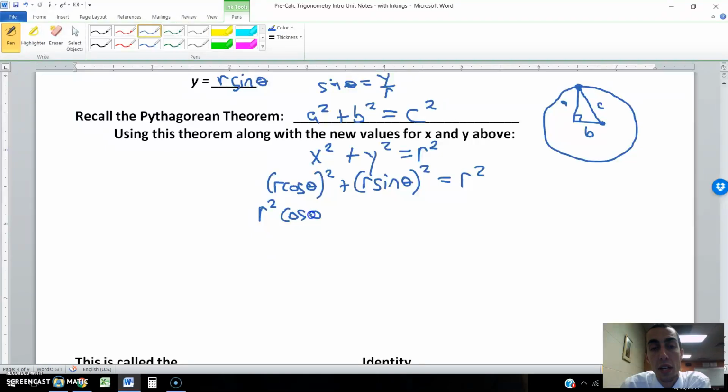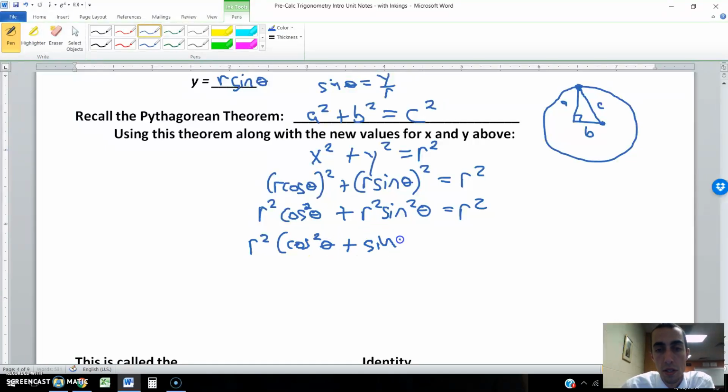Now the way that we write cosine of theta squared is by putting a little 2 as an exponent above the word cosine. What that means is take the cosine of the angle and then square that number. Do the same thing here. And that equals r squared. Next up, I look at this left side and I can see that we can factor out r squared from those two terms. r squared times cosine squared theta plus sine squared of theta equals r squared.